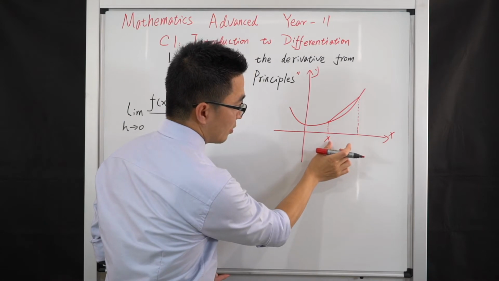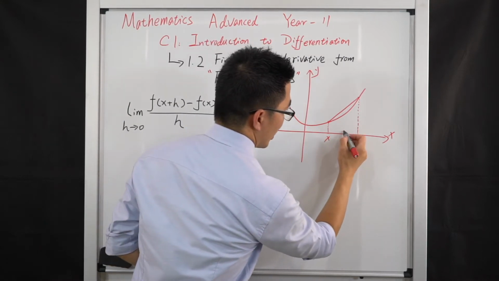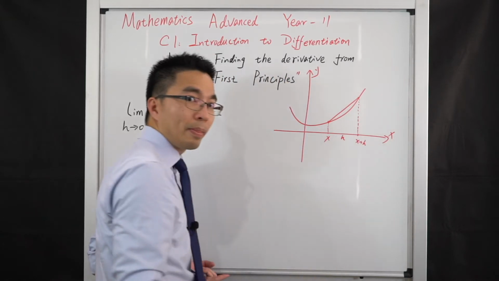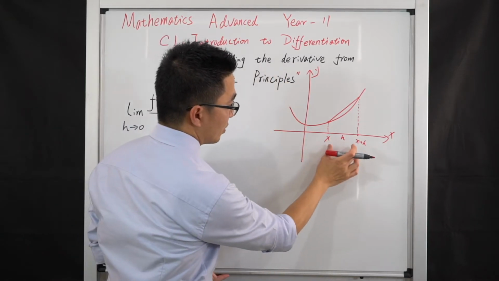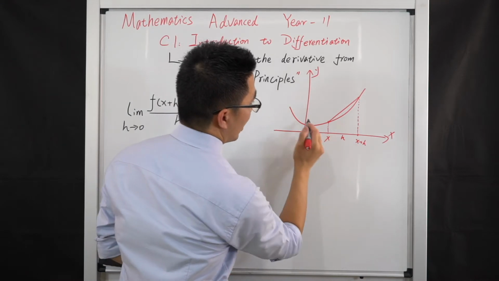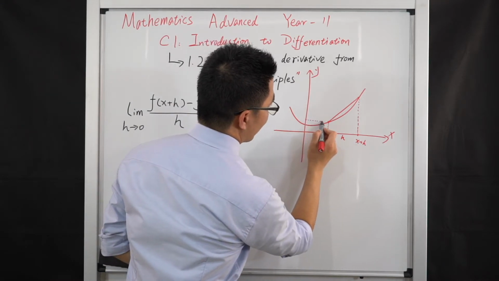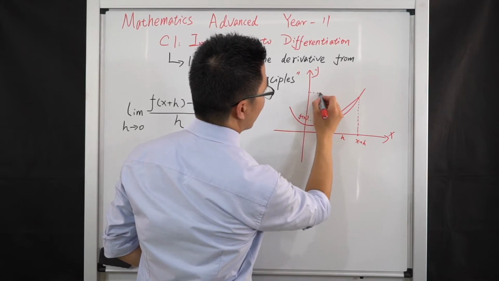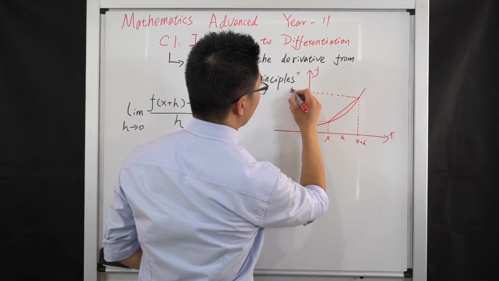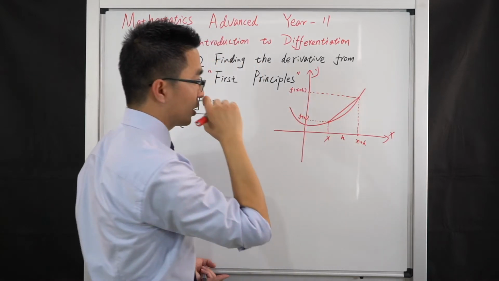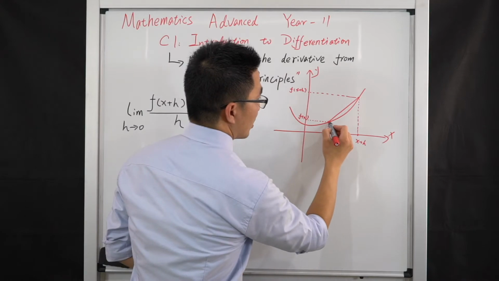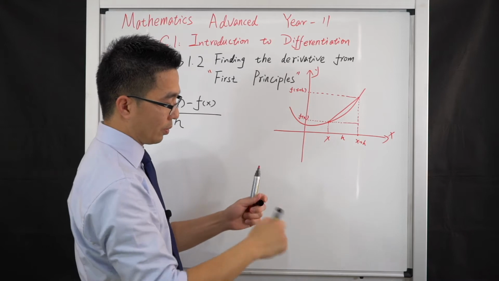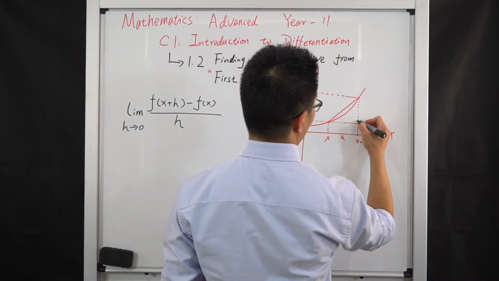If the difference from this point to this point is h, then this point would be x plus h, right? Here's the value for the x at these two points. And the value for y of the function at here would be f(x), and at here would be f(x+h). Let's form a right angle triangle over here. We have a right angle triangle here.